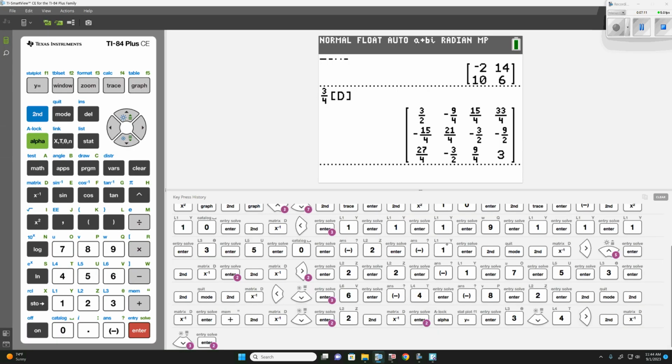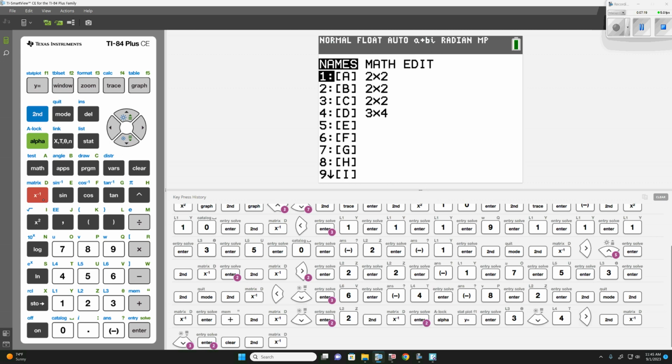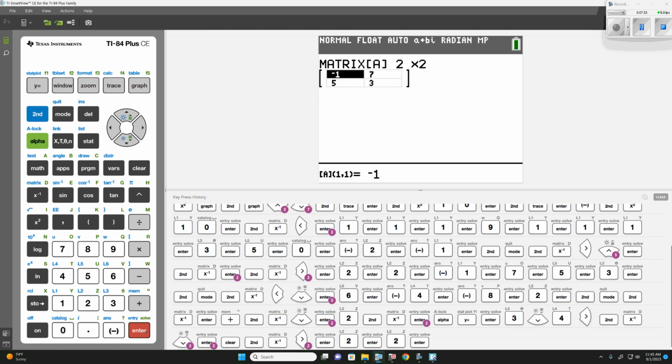Now, with this last one here, we could do this in the calculator if we wanted to. So it would be going through first to put the matrix in. So we can go second matrix over to edit and say 2 by 2. Negative 1, 7, 5, 3. As you can see here, I've already had it put in from last hour.